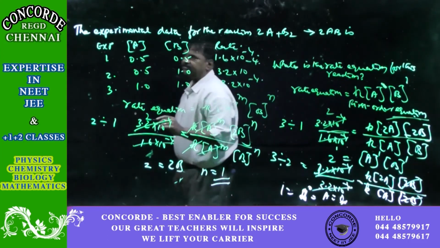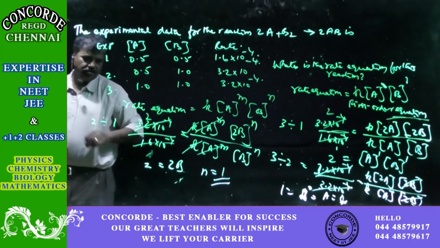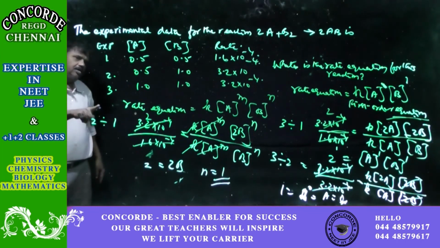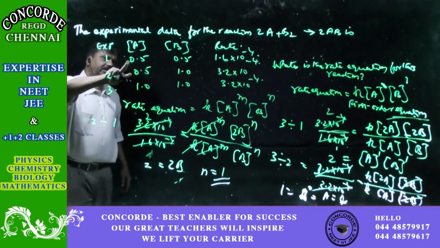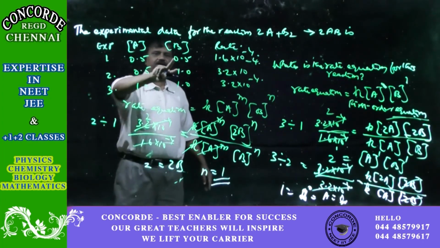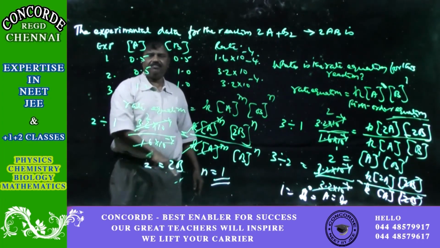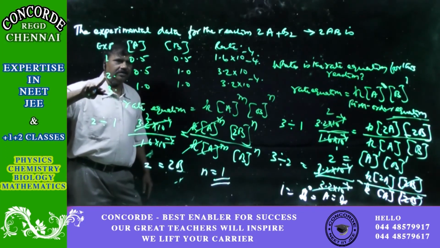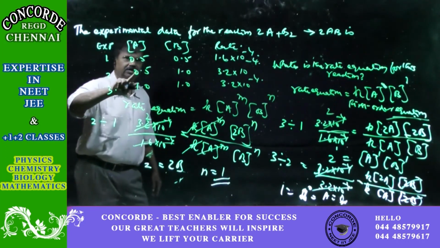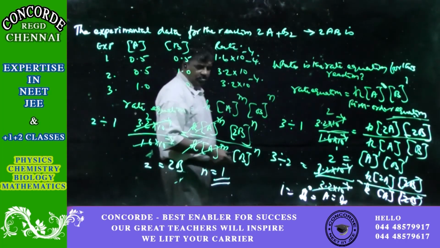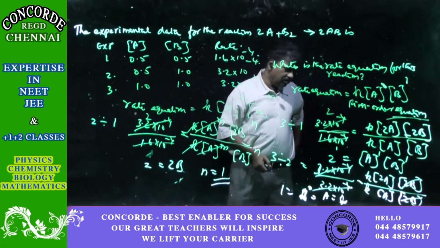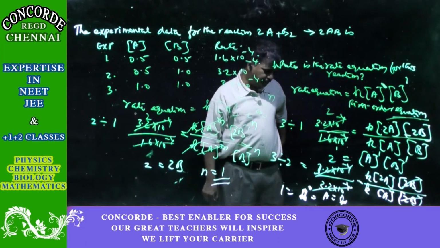Hope you are able to understand. I am trying to find out only if the concentrations are varying. Here in the second and 1, the concentration of B is varying. In the second and this one, concentration of B is the same, but the concentration of A is varying. So I am trying to find out what are the powers of B and powers of A. Okay.